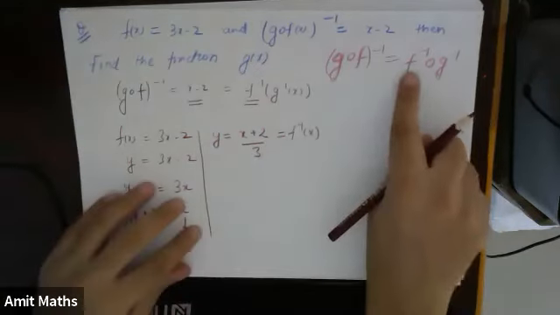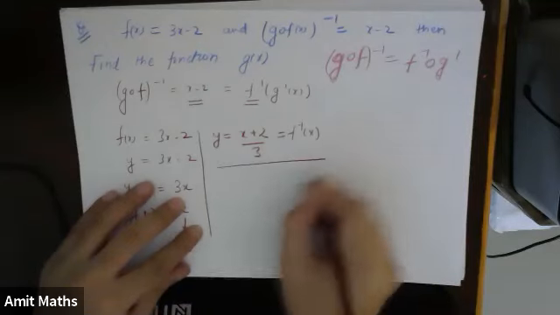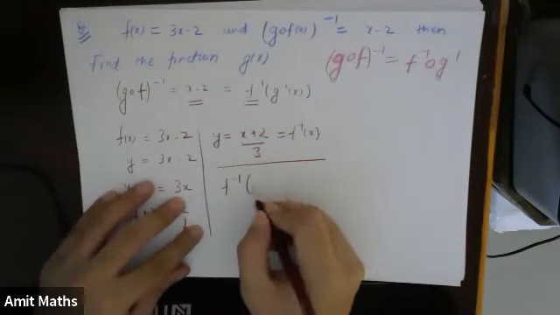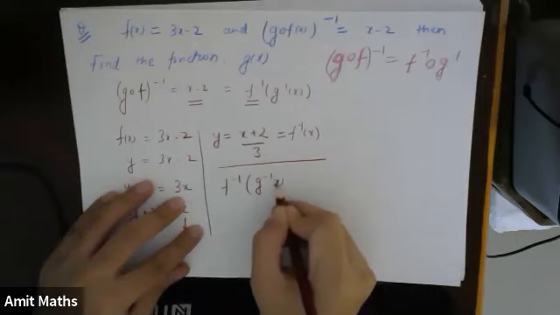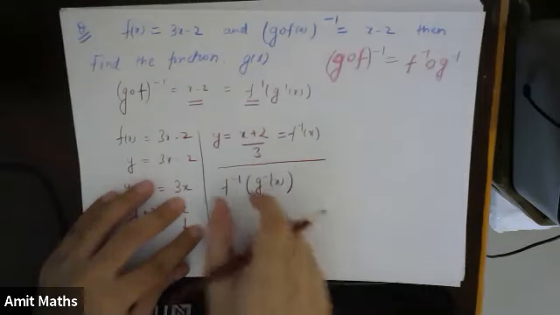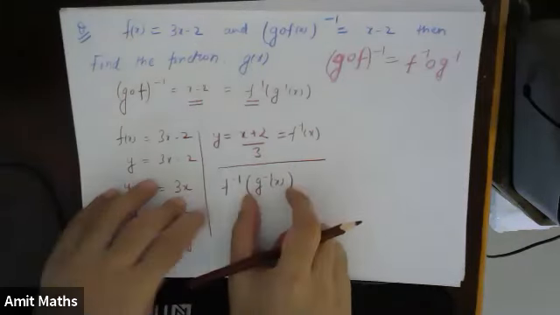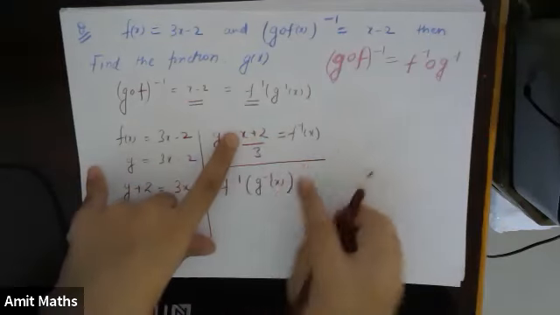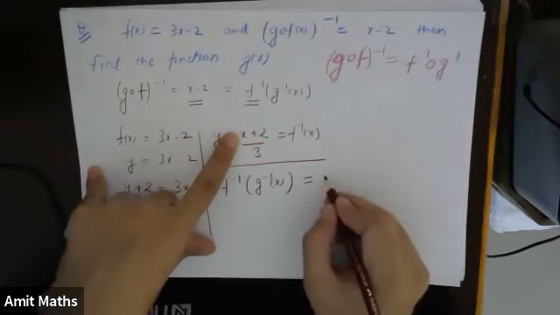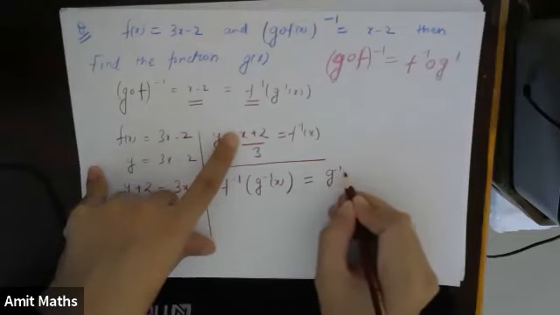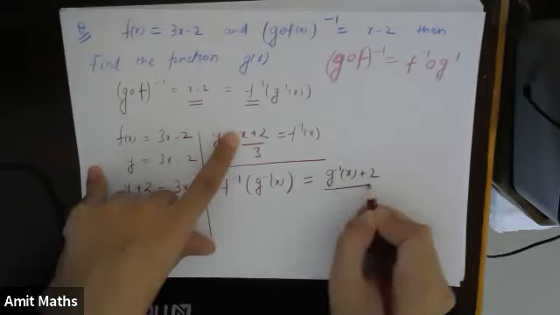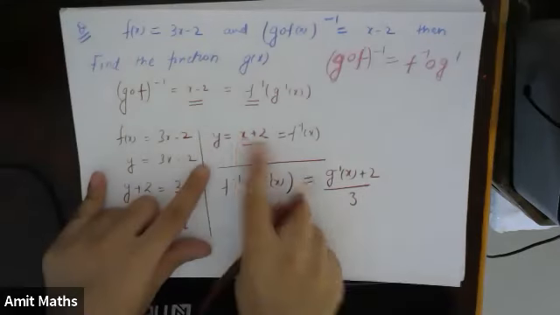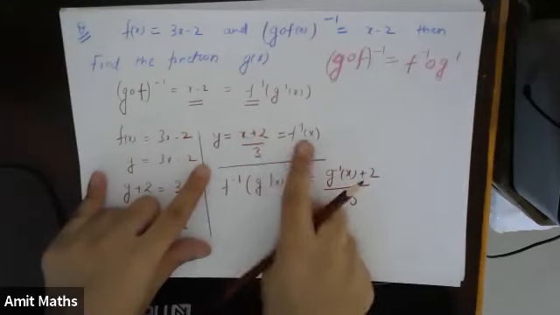Now what we have to do? We have to place f inverse of g inverse of x. Instead of x in f inverse, we have to place g inverse x. So here instead of x, what will I write? I will write g inverse x. So this is nothing but (g inverse of x plus 2) by 3. Instead of x, I will substitute g inverse x. But this is f inverse x.